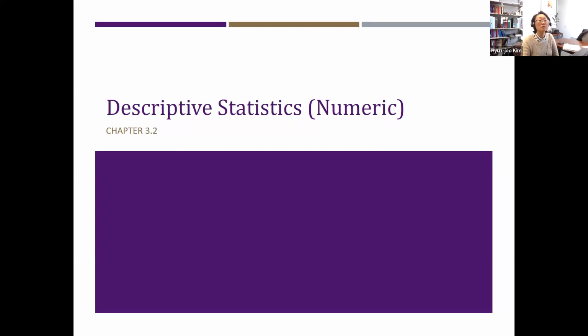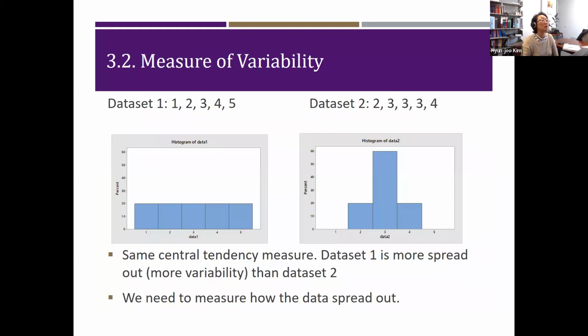Okay, so chapter 3.2, we'll be talking about measure of variability. So in chapter 3.1, we talked about measure of the central tendency. So when you have a data set, how will you find the characteristics of the data set? And the first thing that we would look at is where the center of the data set is.